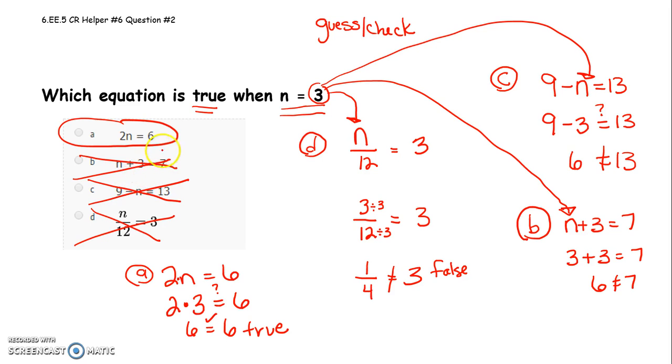Lots of ways to go about this problem. You could have chosen to just solve each of those equations. If you remember how to solve one-step equations, I'll do the first one for you. 2n equals 6. This would be another way to go about it, to just straight on solve those equations. 2 times n is 6. How do I undo multiplication? I undo multiplication using division, the opposite of multiplication, to get n by itself. I would have to divide by 2.